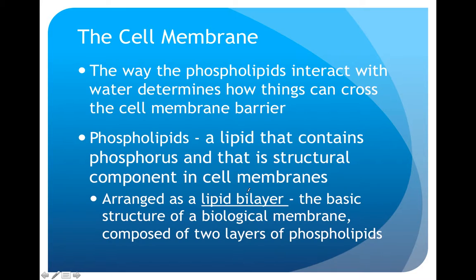Bilayer. So we've got this prefix right here, bi. What do you think that means? The prefix bi, as you can see from my lovely writing here, means two. So arranged as a lipid bilayer, the basic structure of a biological membrane, it's composed of, ooh, look, there it is, two layers.